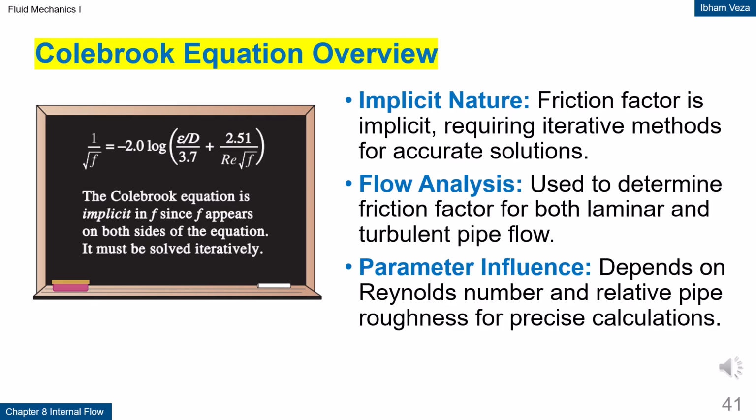Colebrook equation overview. The Colebrook equation is used to determine the friction factor for turbulent flow in pipes. This equation is implicit and cannot be solved directly without iteration. The friction factor depends on the Reynolds number and the relative roughness of the pipe. Therefore, calculations usually use numerical methods or the Moody chart. This equation is very important in engineering piping system design.